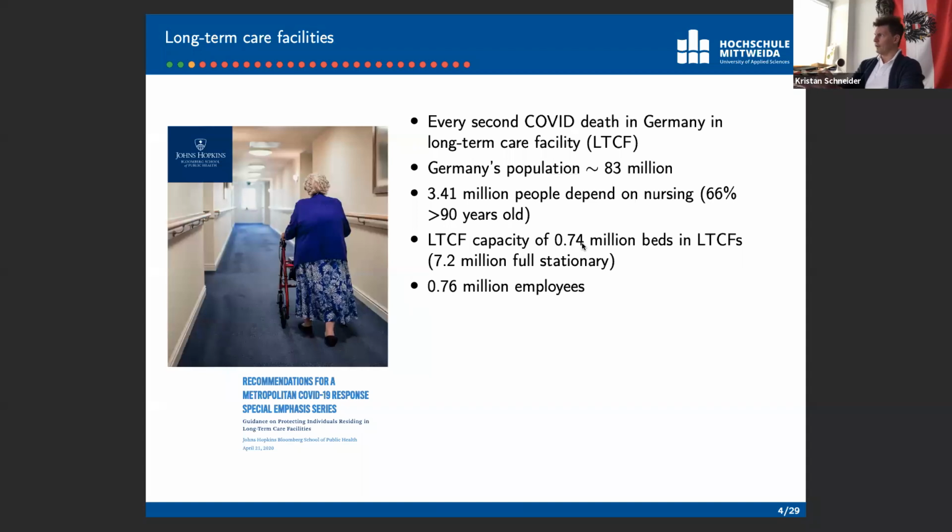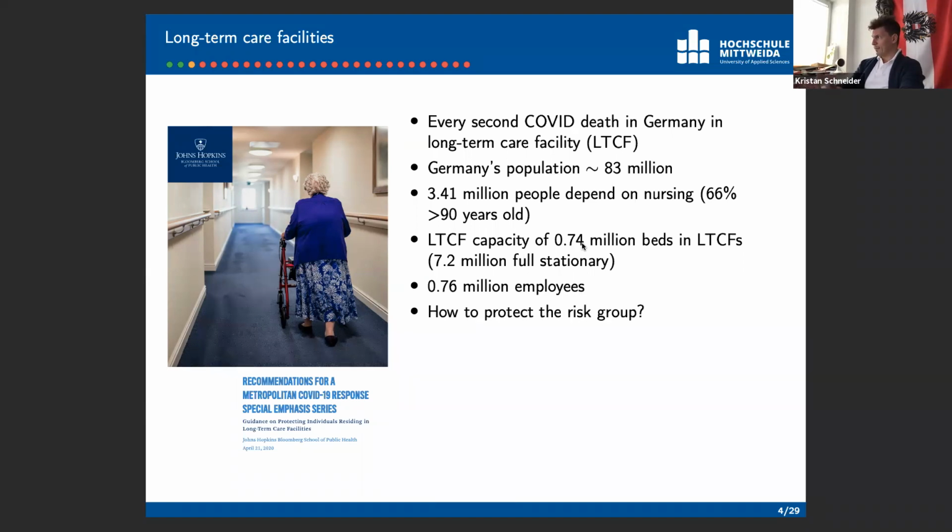The whole system of long-term care facilities in Germany is sustained by about the same number, 0.76 million employees. Not all of them are really working inside the nursing home or in the nursing sector. In particular, a lot of them are in administration, maintenance, housekeeping, gardeners, everything. Yeah?